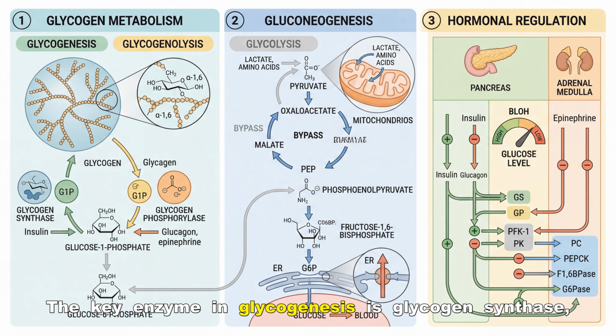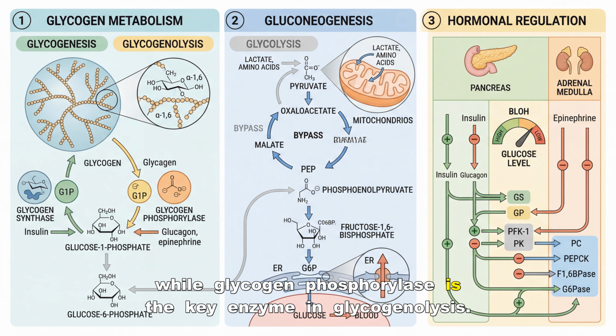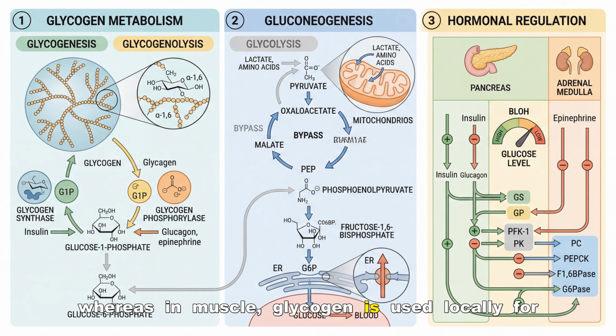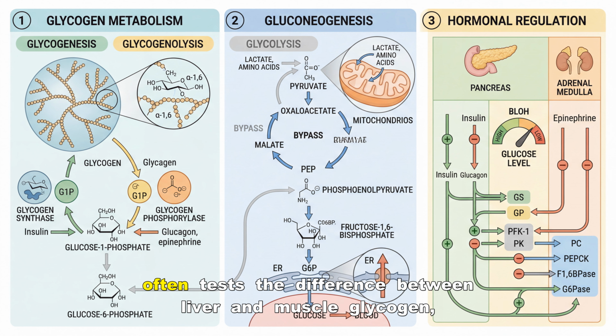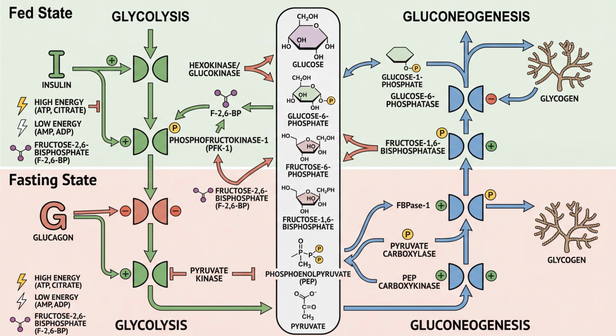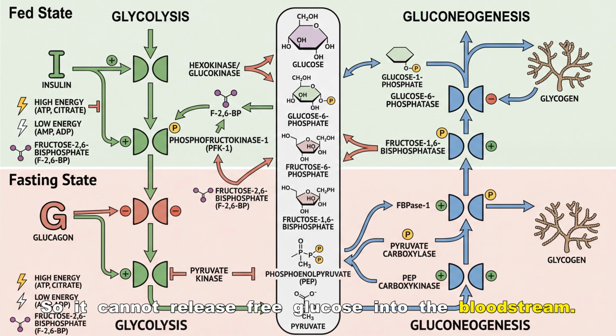The key enzyme in glycogenesis is glycogen synthase, while glycogen phosphorylase is the key enzyme in glycogenolysis. A useful way to remember is: synthase stores, phosphorylase frees. In the liver, glycogen breakdown helps maintain blood glucose levels, whereas in muscle, glycogen is used locally for ATP production during contraction. The MCAT often tests the difference between liver and muscle glycogen, especially noting that muscle lacks glucose-6-phosphatase, so it cannot release free glucose into the bloodstream.